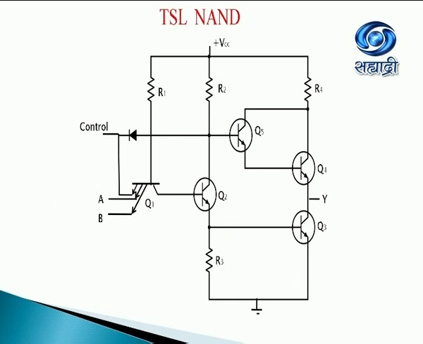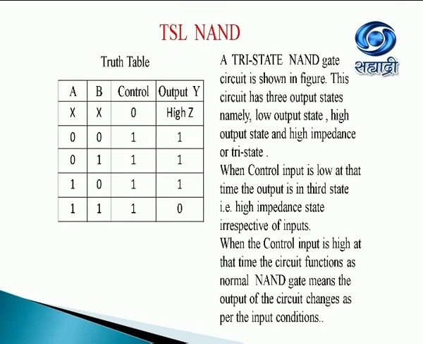Tri-state logic NAND gate. Figure shows the tri-state NAND gate. Here also the transistors Q1, Q2, Q3, Q4 and Q5 along with resistors are connected and the circuit is biased properly. Diode D is used for controlling the action. A tri-state NAND gate circuit is shown in figure. This circuit has three output states, namely low output state, high output state, and high impedance or tri-state.